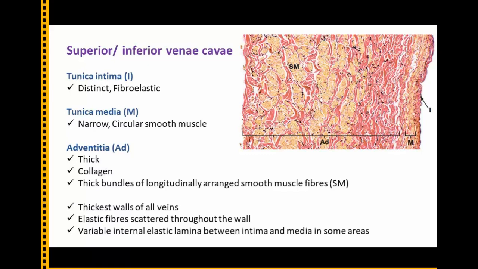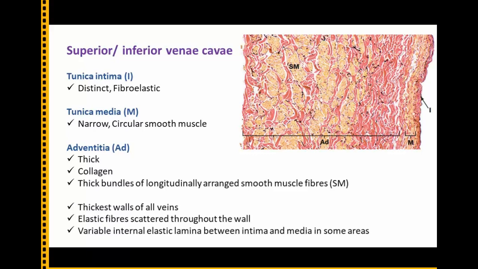This is a picture of the superior vena cava. It is very different from other veins. The tunica intima you can see clearly, not like the other small ones. It is fibroelastic, and the media again is narrow and has a circular smooth muscle layer. The adventitia is the thickest part.